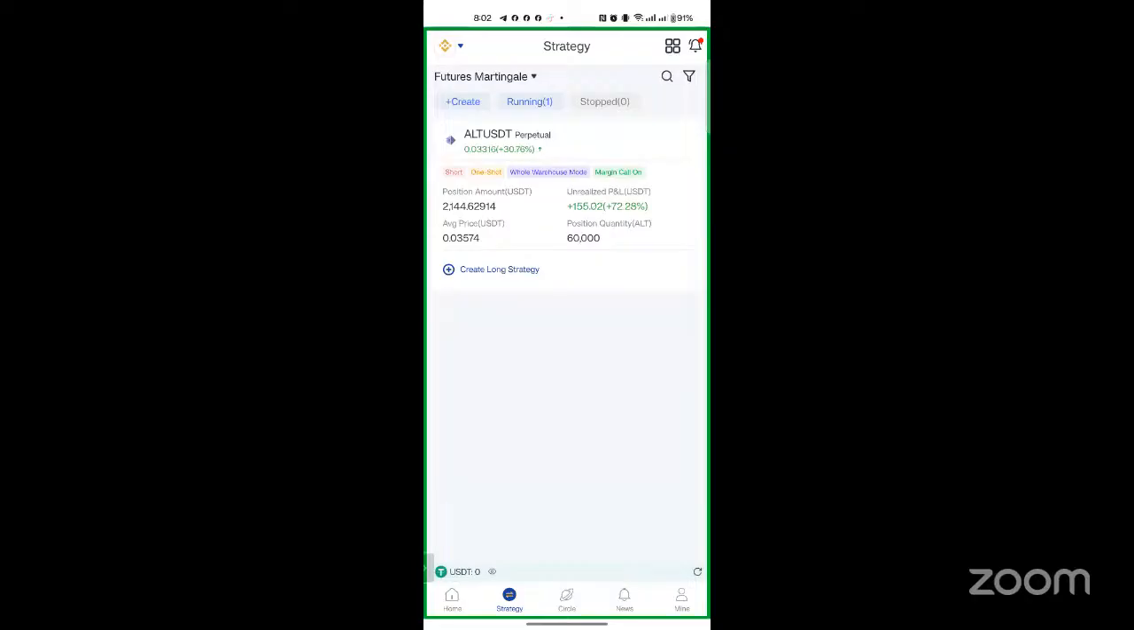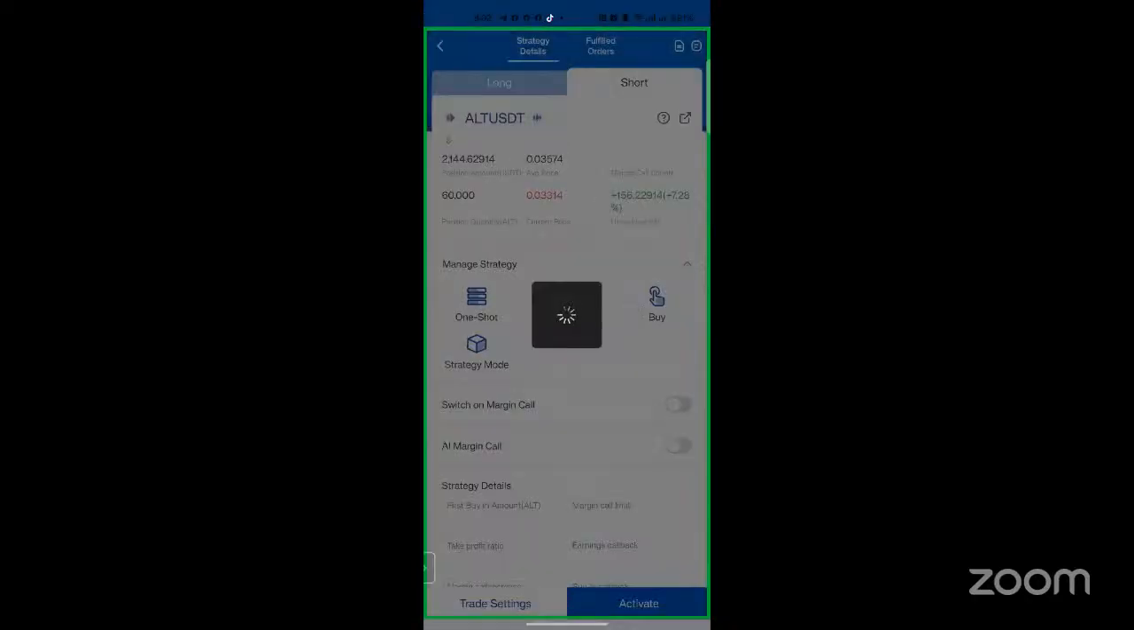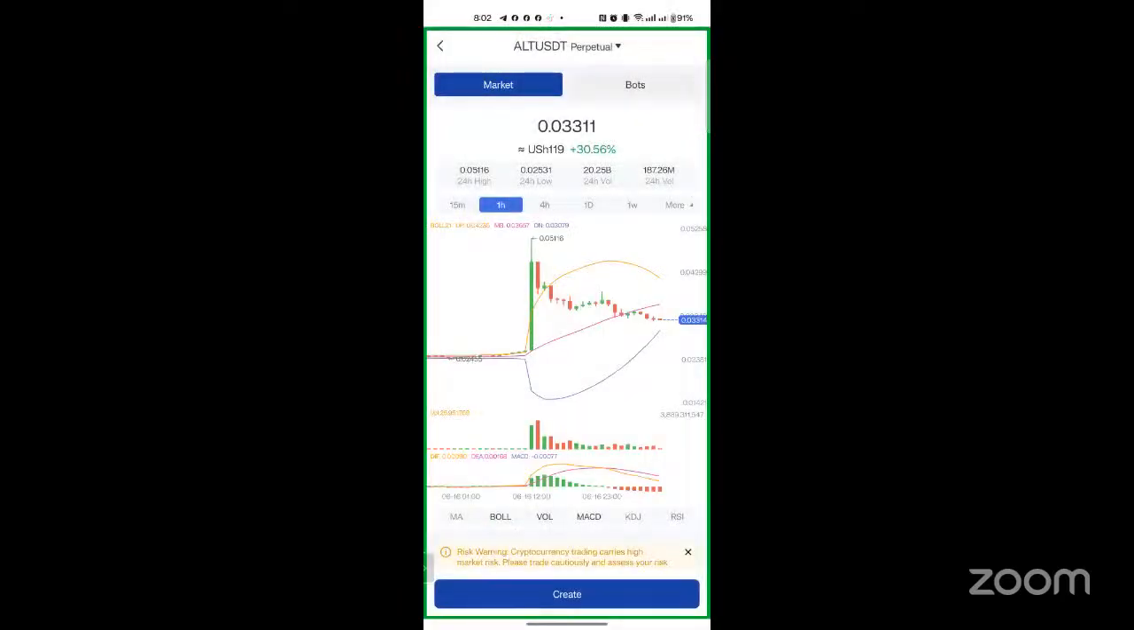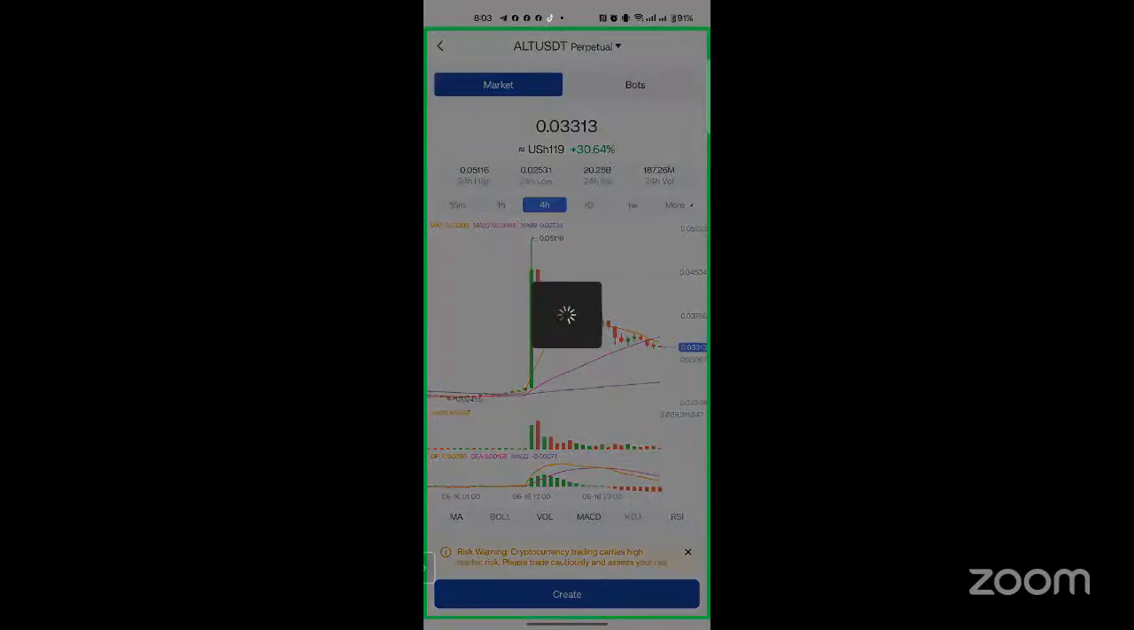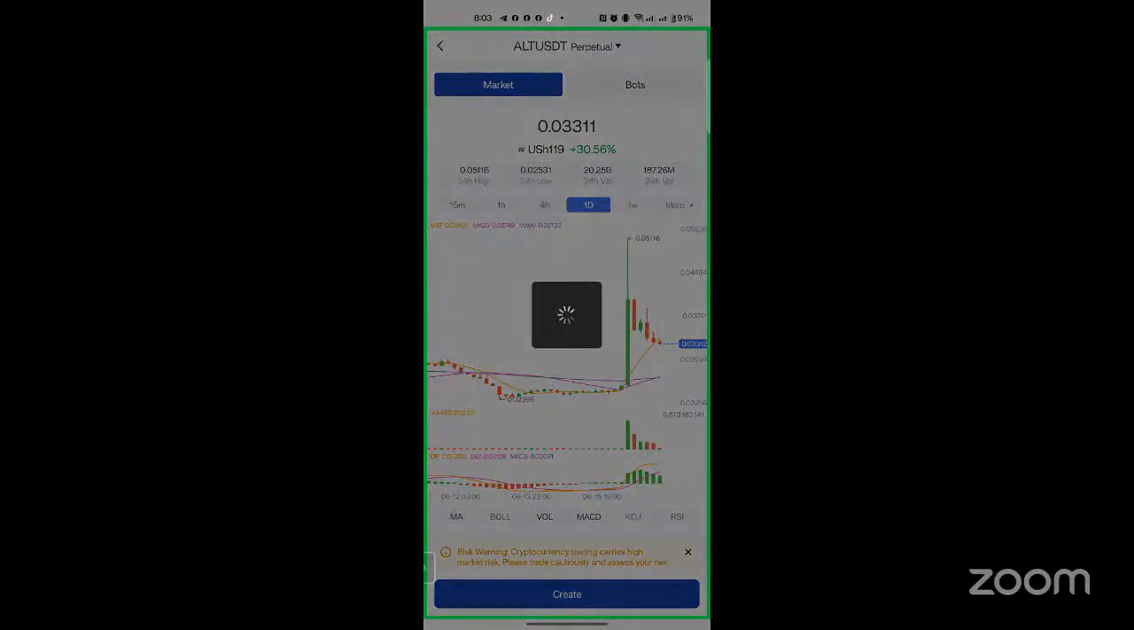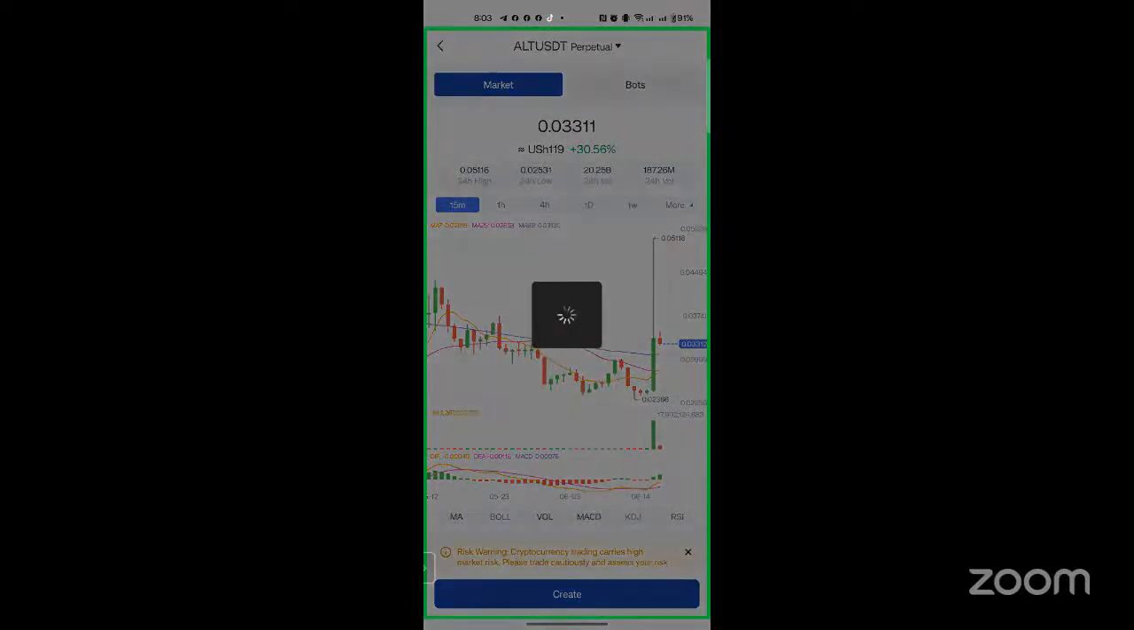And if I come here and I open my coin like this, now we are on Android users. If you're an Android user, we have up here the time frame. We have 15 minutes, 1 hour, 4 hours, 1 day.